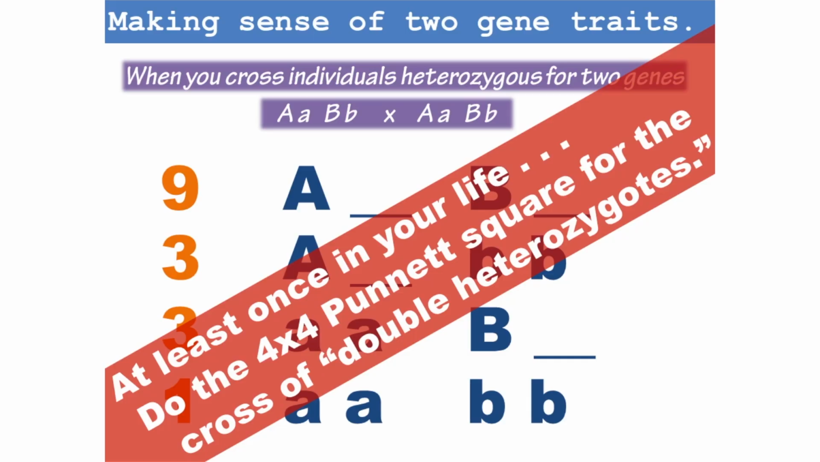Now, at least once in your life, I know you don't want to do this, go through the tedium of the 4x4 Punnett square. It's not 4 genes, it's 2 genes, but you look at 4 gametes, and you write out what genotypes would result, because each one of those is equally likely. Then figure out from the 16 combinations of genotypes what phenotypes they would be, given that you have complete dominance.